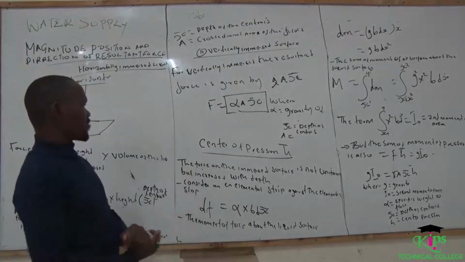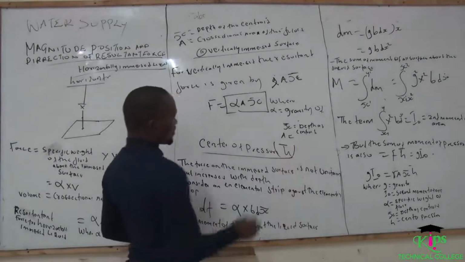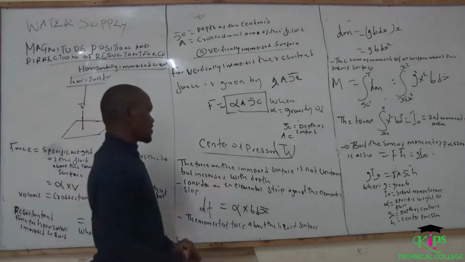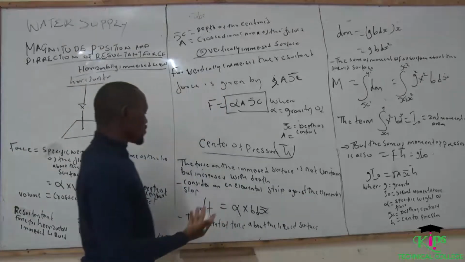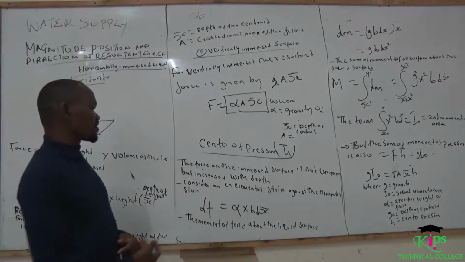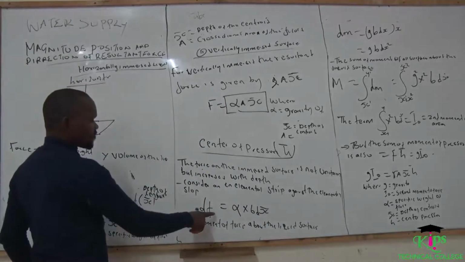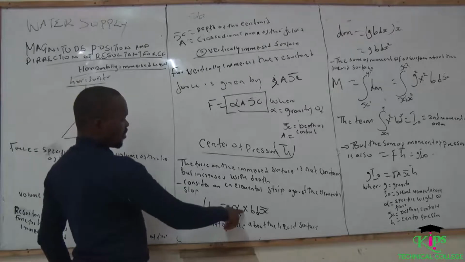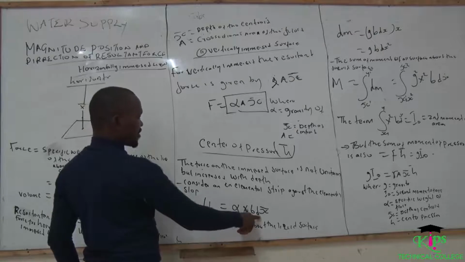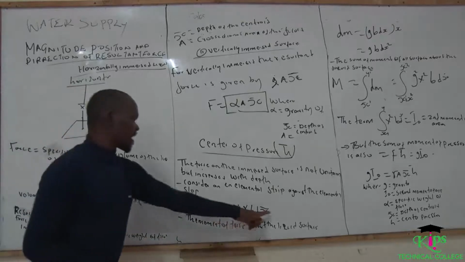The third scenario is the center of pressure, sometimes given as H bar. The force on the immersed surface, or the pressure, is not uniform, but increases with depth. So we consider an elemental strip, and the force on the elemental strip is equal to the gravity of the earth times the base, B, times the depth, with respect to the depth of the centroid.